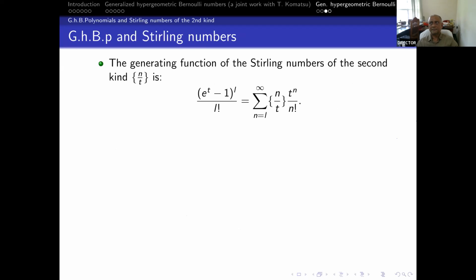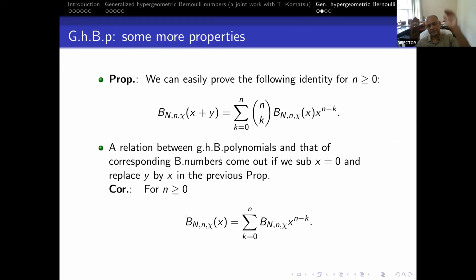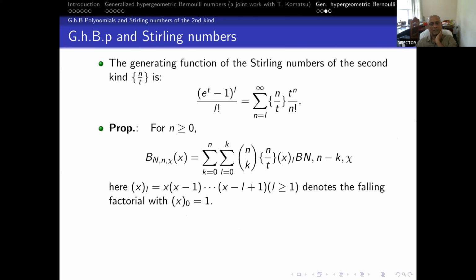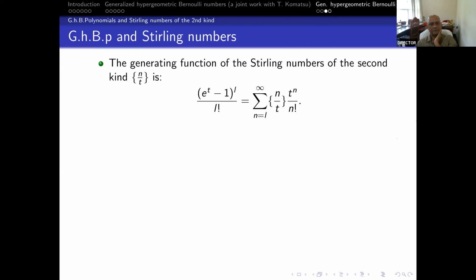And now this has some nice relationship with other interesting numbers. So you look at these Stirling numbers. The generating function of the Stirling numbers of the second kind is (e^t - 1)^L / L!. So these are the Stirling numbers of the second kind that come out of this generating function.